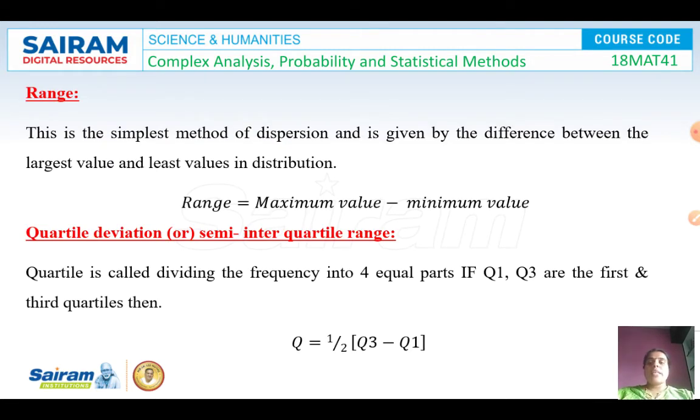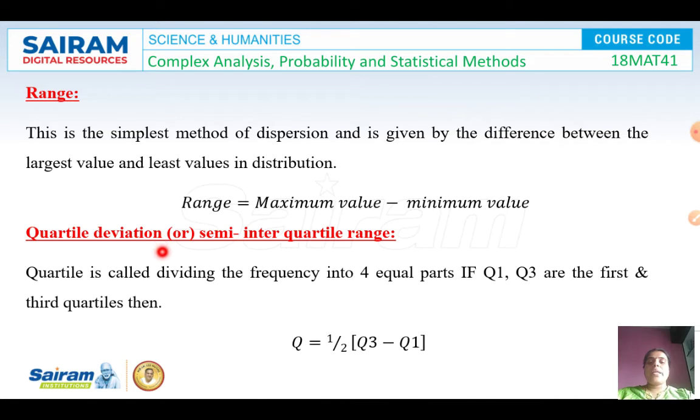Next is the range. The range is the simplest method of dispersion and is given by the difference between the largest value and the least value. So range is the subtraction between the maximum value and the minimum value.